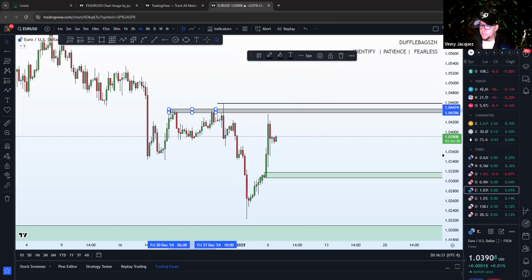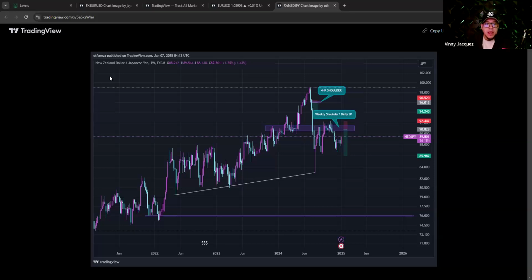Let's see. It looks like someone sent in a chart. NZDJPY, weekly time frame, weekly shoulder, daily SP, 4 hour shoulder. Okay. So have you taken these setups right here, or are you waiting for these setups right here? Waiting. Okay, cool. I'm still waiting for some long-term sells as well.